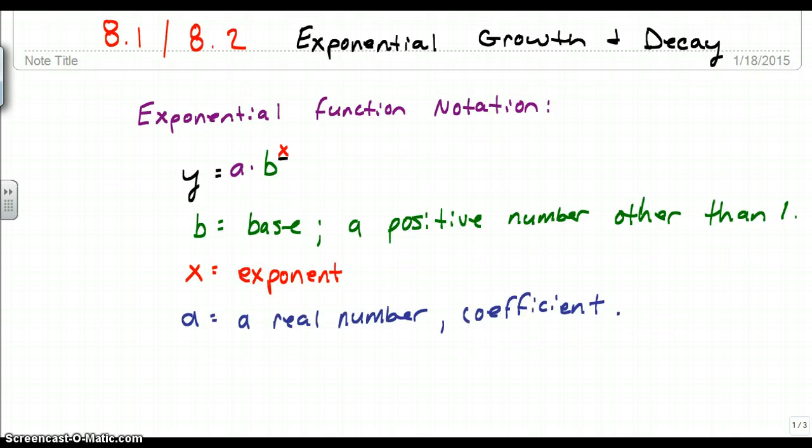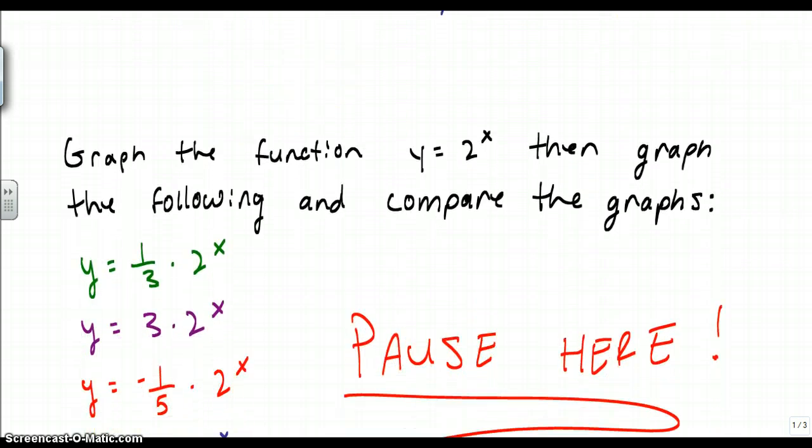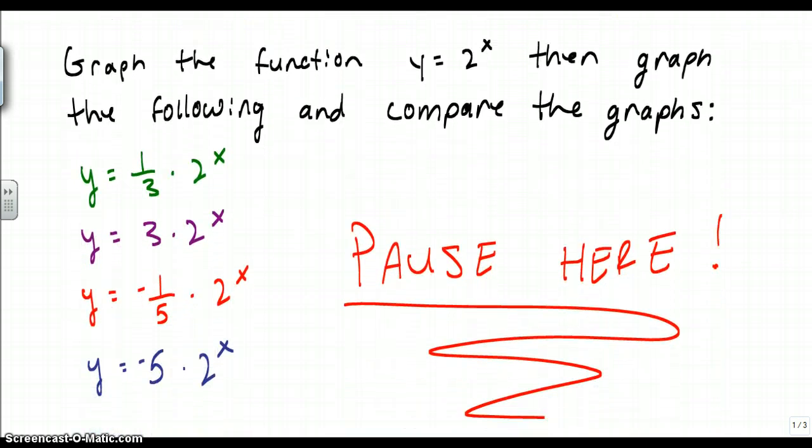So when we scroll down, we're going to look at these graphs. What I want you to do is graph all of these functions. Graph y equals 2 to the x in your calculator, and then graph each one of these separate functions on a separate line so you can see them all at the same time. If you can, try to graph them one at a time so you can remember which one is which. Then pause here, and after you get those done, we'll restart the video and look at what those graphs look like.